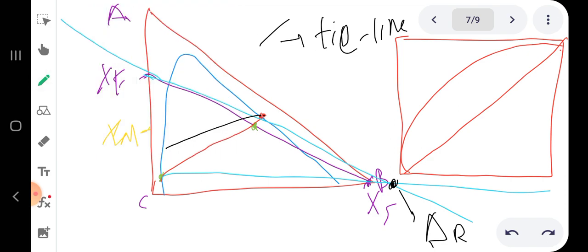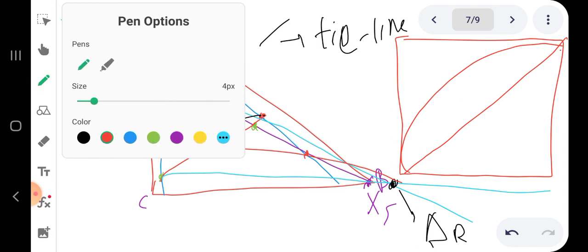Okay, so you draw this, connect with delta R point. Of course it should be a straight line. Then the intersection with the extract curve is going to be your starting point for the next tie line. So this point is the starting point for the next tie line, which is the intersection with the extract curve.